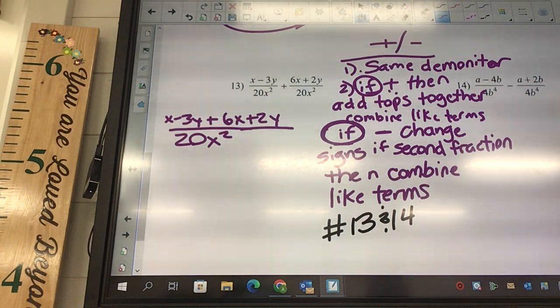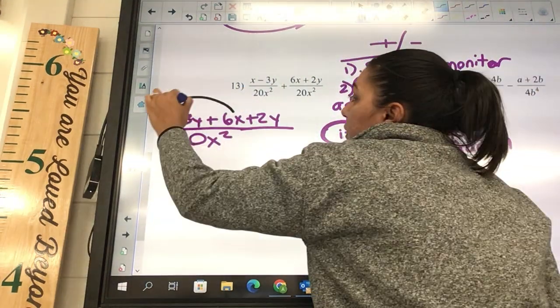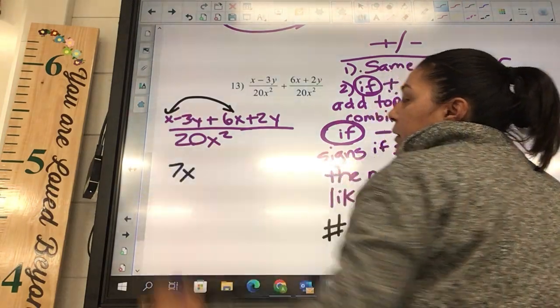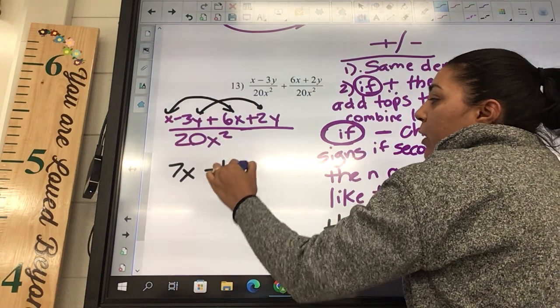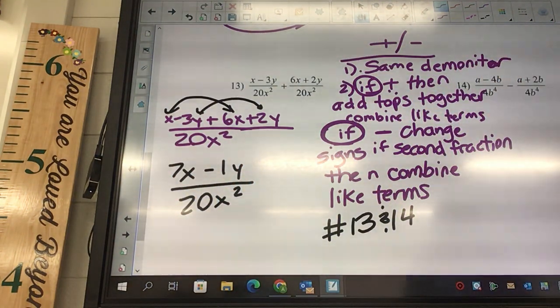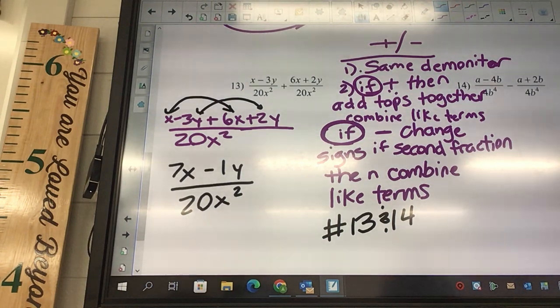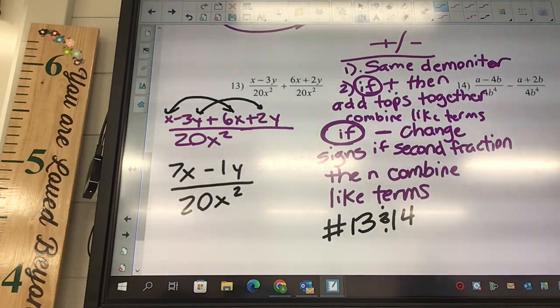Well, what can we combine? X and 6x. What's that going to give me? 7x. Negative 3y and 2y is going to give me a negative 1y over 2x squared. Okay? So those are definitely ifs, because if it's subtraction, you need to flip all the signs on the second one, okay? But then you're going to combine like terms just like you did with addition, okay?